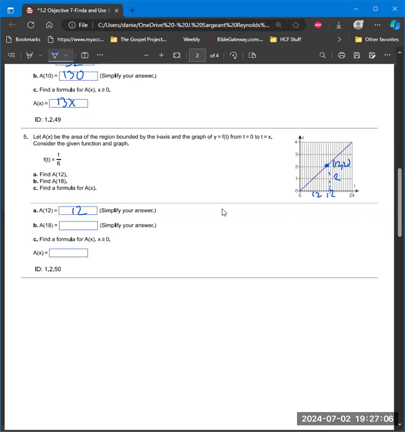And I go out to 18 here. 1/6 of 18 is 3. So 1/2 base times height, 9 times 3 is 27. Now if we replace t with x, 1/2 base is x times height is x over 6. It's going to be x squared over 12.